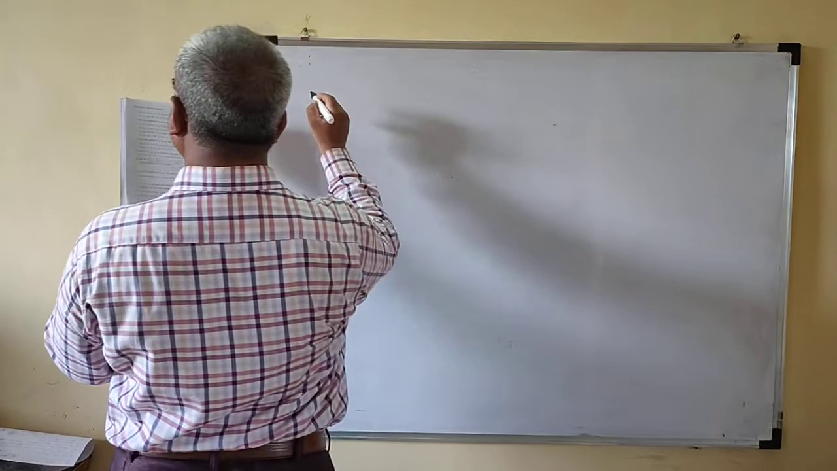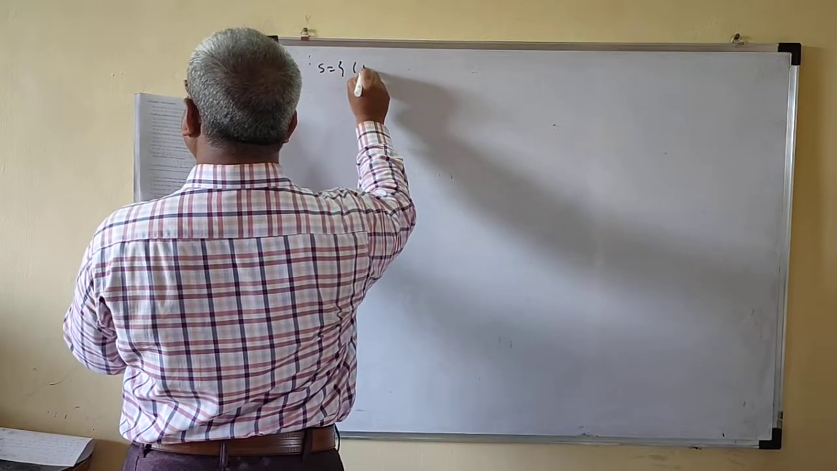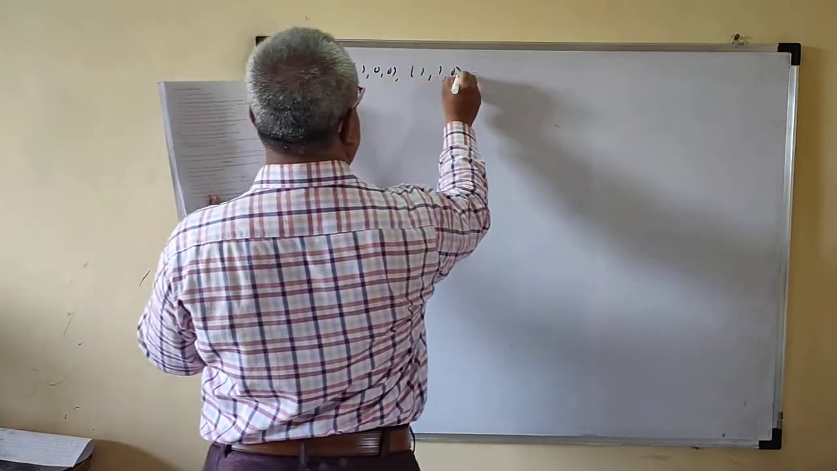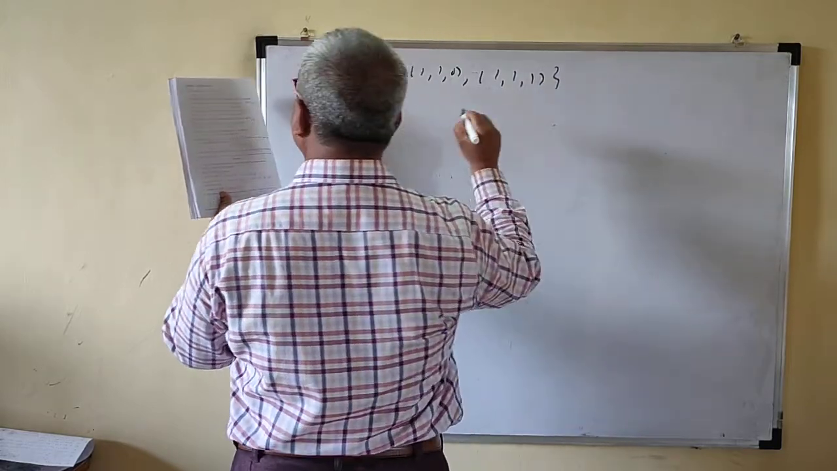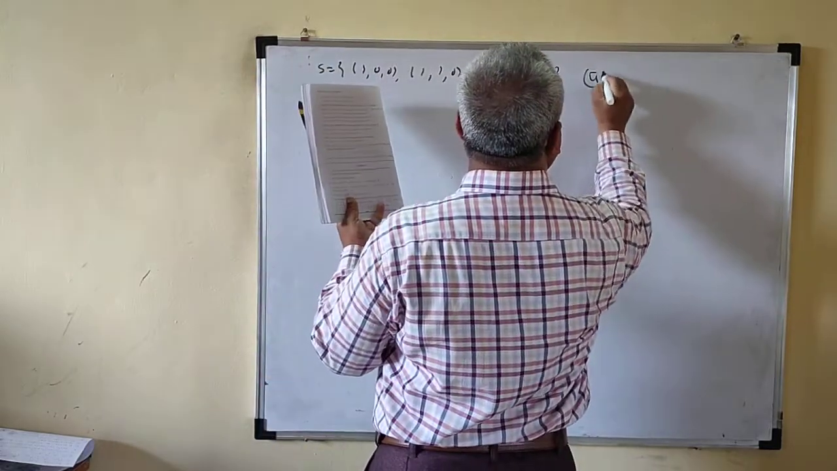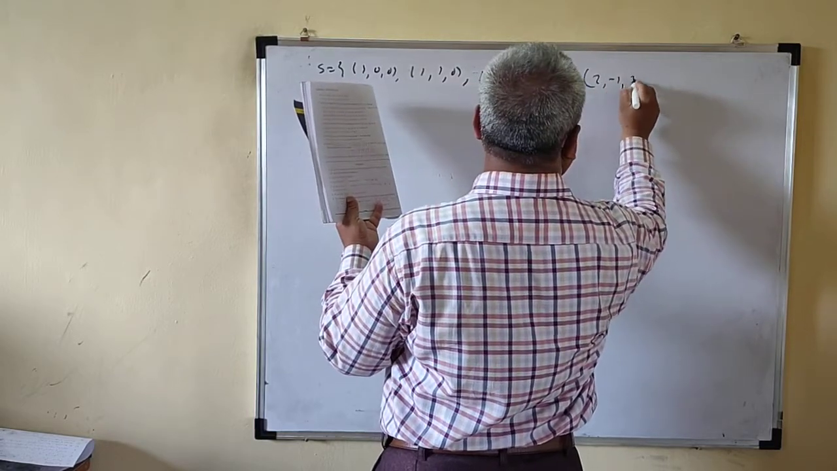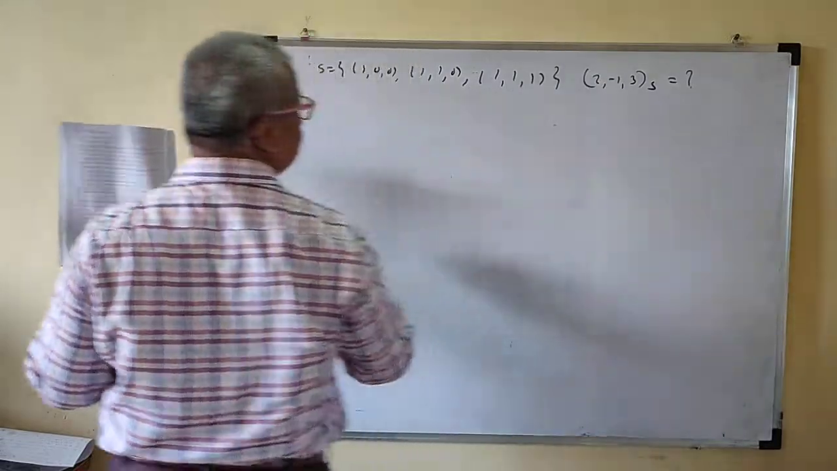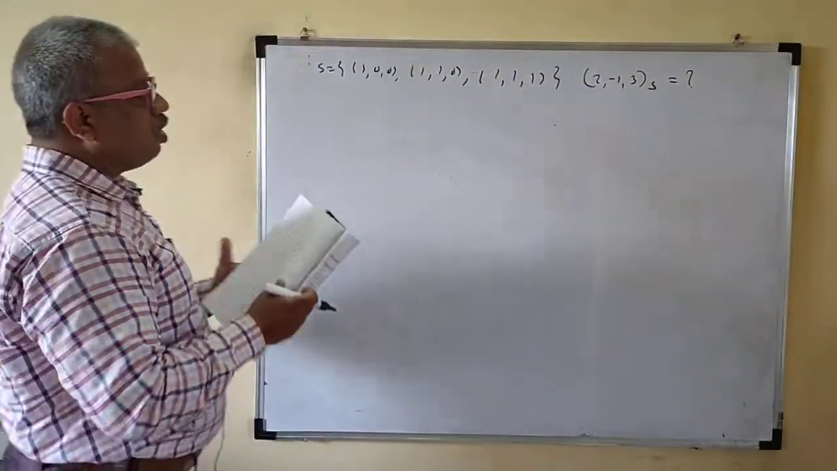Now suppose S is equal to {(1,0,0), (1,1,0), (1,1,1)}, which is the basis. Then, [u]_S where u = (2, -1, 3). You have to find the coordinate vector of this one.